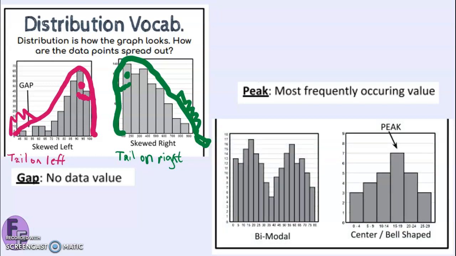A bimodal graph shows that there are two peaks in the graph, where this graph on the far right shows just one peak, and it's called a bell shape because the center is the highest point. The peak is your most frequently occurring value, or your mode.